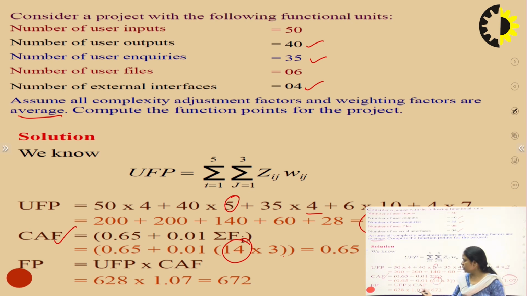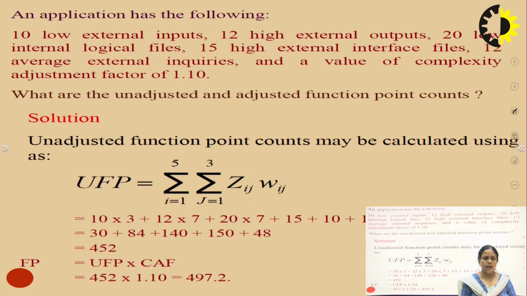Now this 1.07 will multiply with the 68, which is the unadjusted function point, and we will find out the function point value. So by this method we can solve all the numericals of the function point. This is a very simple method to find out the function point. We can see another example also.